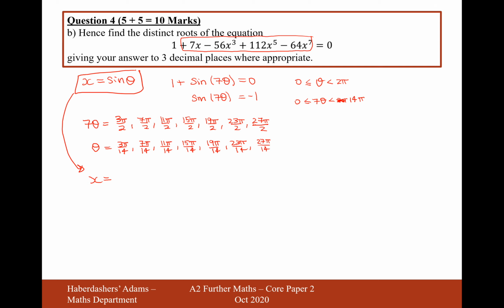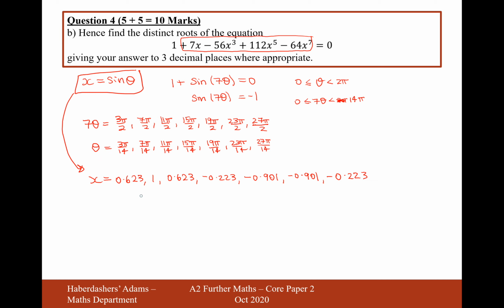So sine of 3 pi by 14 will give you 0.623 to 3 decimal places. Sine 7 pi by 14 will just give you 1. Sine 11 pi by 14 will give you again 0.623. Sine 15 pi by 14 will give you minus 0.223. Sine 19 pi by 14 gives you minus 0.901. Sine 23 pi by 14 gives you minus 0.901. And sine 27 pi by 14 gives you minus 0.223.